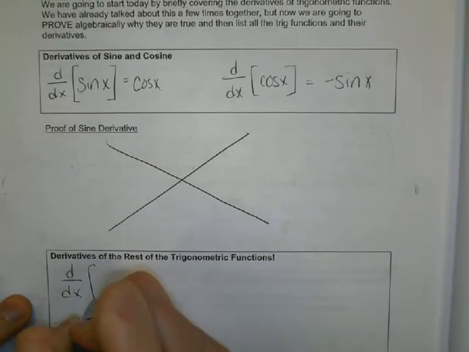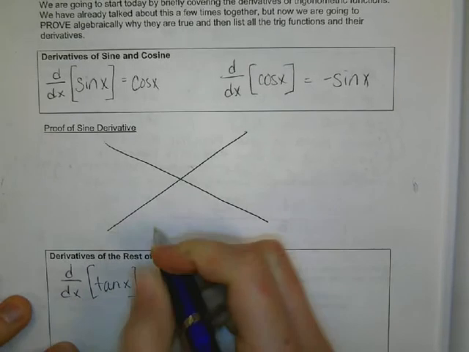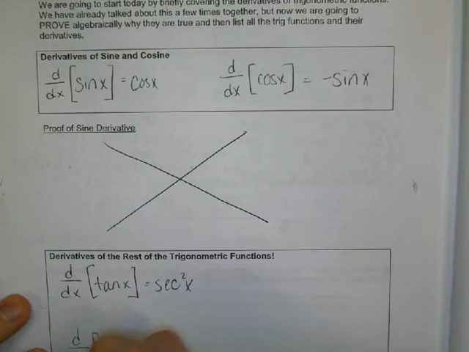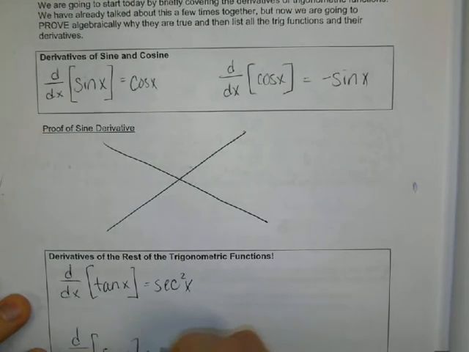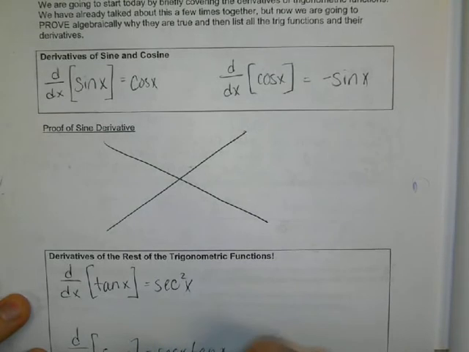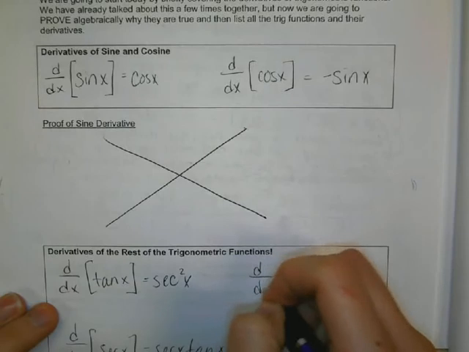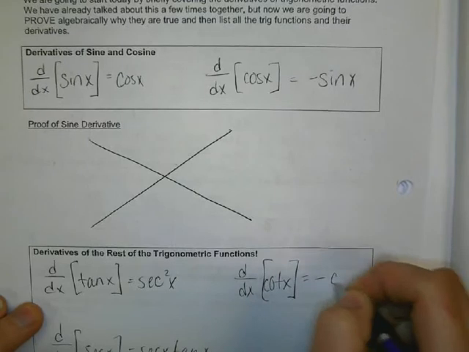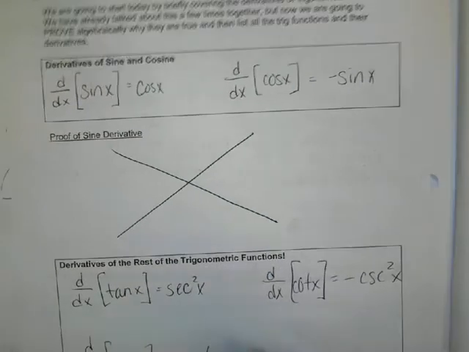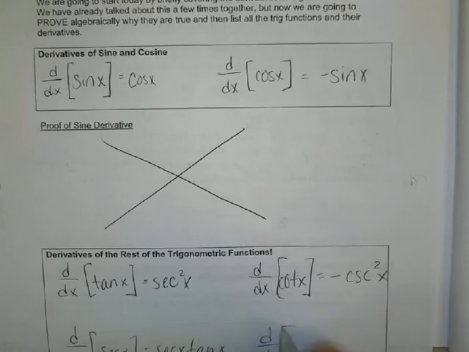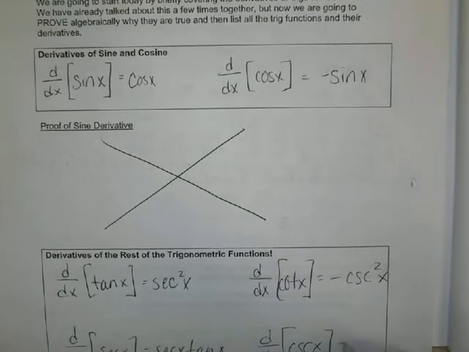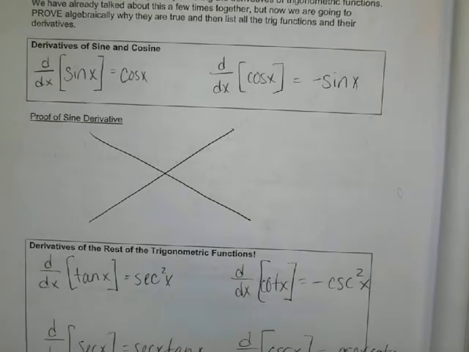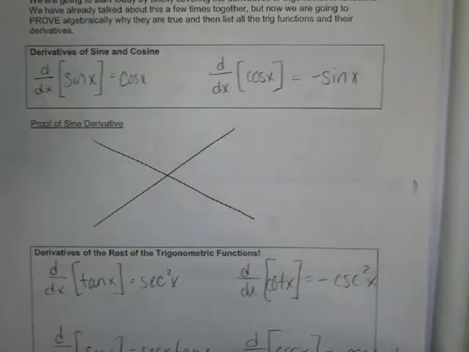The derivative of tangent is secant squared. The derivative of secant is secant tangent. The derivative of cotangent is negative cosecant squared. And the derivative of cosecant is negative cosecant cotangent. Now, a couple of things to, didn't realize you couldn't see that.